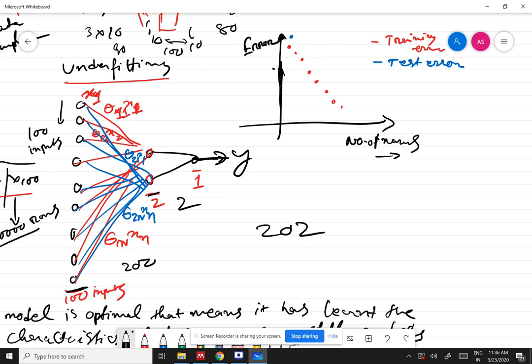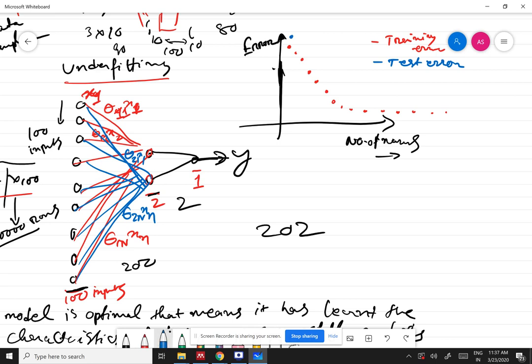Initially both training set error and test set error will be very high, but as you increase the number of neurons and number of layers, that is, the model complexity is increasing, the training error will start coming down, and you'll see it will flatten out. If you go on increasing the number of neurons or complexity of the model, at some point the model will start overfitting, but overfitting never increases the training error. So if the model is overfitting, the training set will still continue to perform very well.